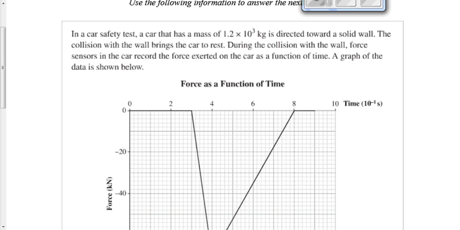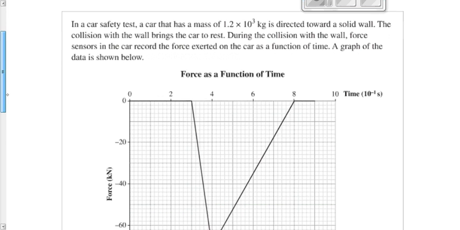Let's take a look at another multiple choice / numeric response question. Now this one's going to be question number 4 on the 3rd page of your booklet. Time to take a look at it here. This question says, in a car safety test, we got a 1,200 kilogram car directed towards a solid wall. It collides with the wall, it comes to a rest, and then we got a force versus time graph here.